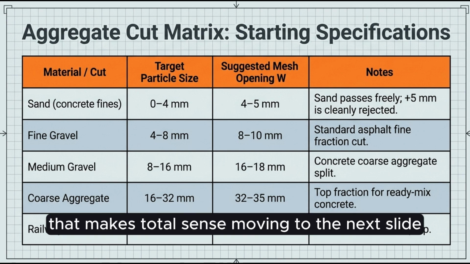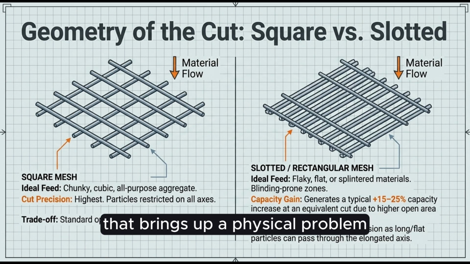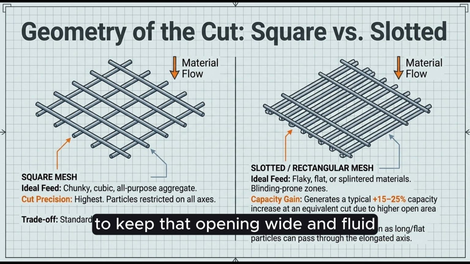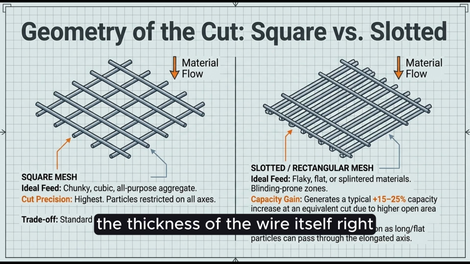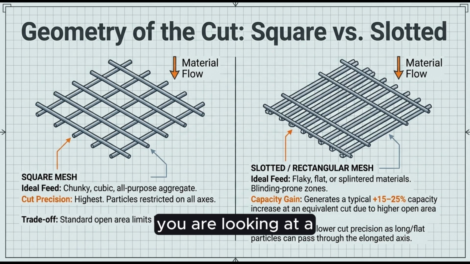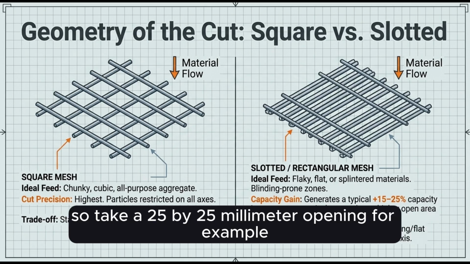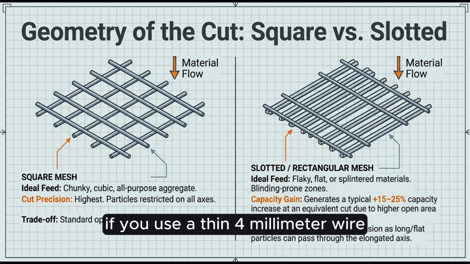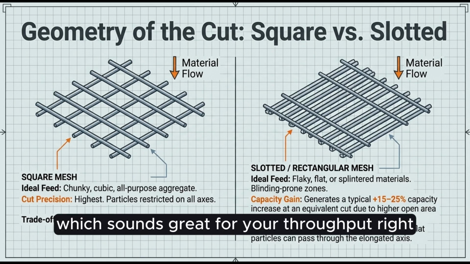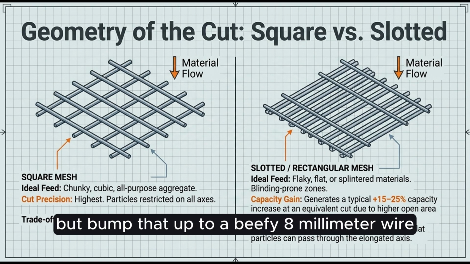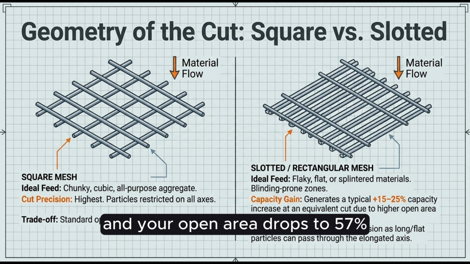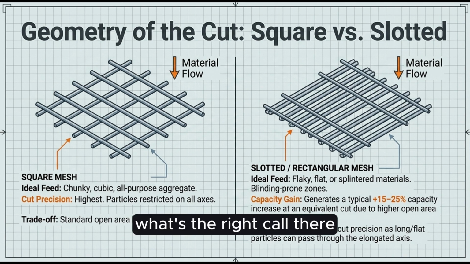That makes total sense. Moving to the next slide, that brings up a physical problem. To keep that opening wide and fluid, you have to make decisions about the thickness of the wire itself. You are looking at a serious capacity versus durability trade-off here. Take a 25 by 25 millimeter opening, for example. If you use a thin 4 millimeter wire, you get a massive 74% open area. Which sounds great for your throughput. But bump that up to a beefy 8 millimeter wire, and your open area drops to 57%. So what's the right call there?